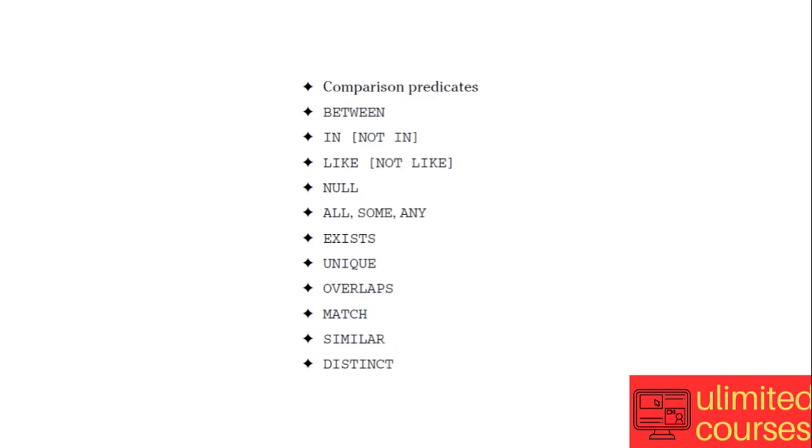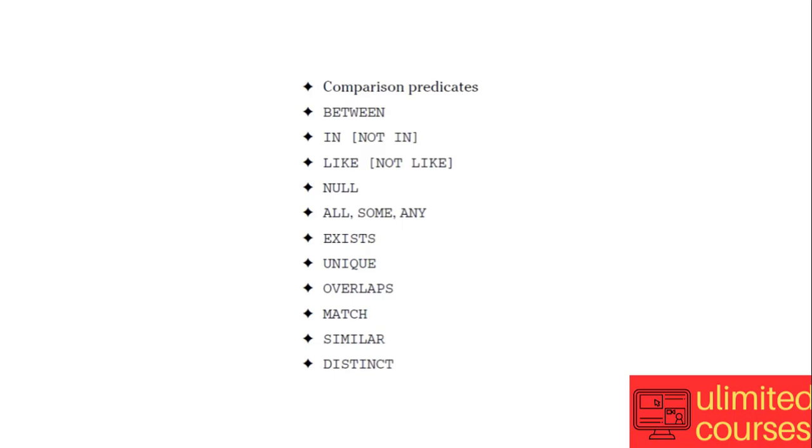Comparison predicates. For every row in which the comparison evaluates to a true value, that value satisfies the where clause and the operation executes upon that row. Rows for which the comparison evaluates to false are skipped.